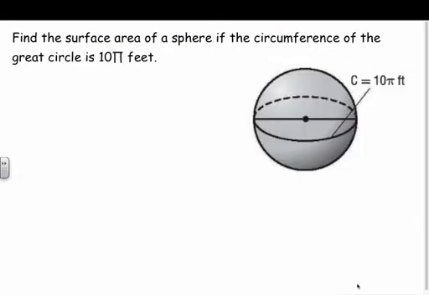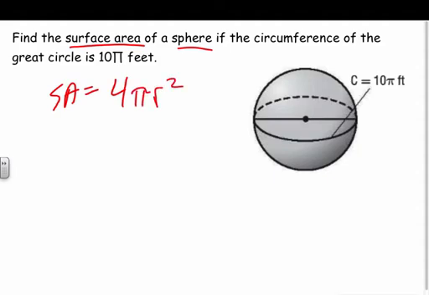Well, one more here. It says find the surface area of the sphere if the circumference of the great circle is 10 pi. Oh boy. Well, let's see. We're finding the surface area of a sphere. So how do we do that? 4 pi r squared. So basically we just need to know the radius. How do I get the radius of this circle? I know the circumference of that great circle is 10 pi. Well, the radius of the great circle is also the radius of the sphere, right?